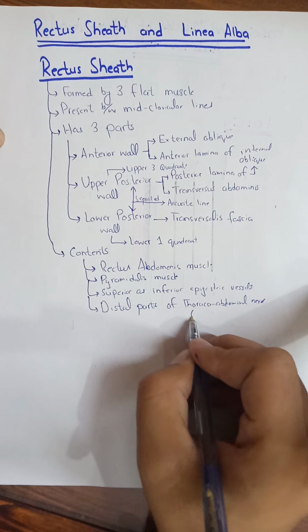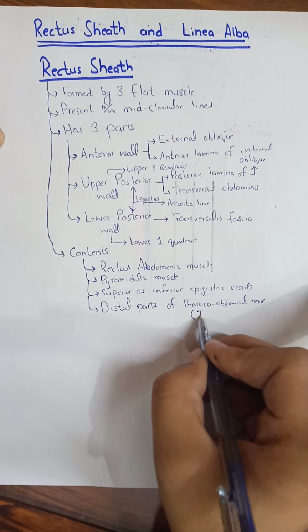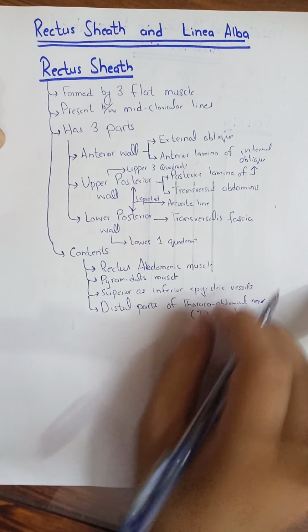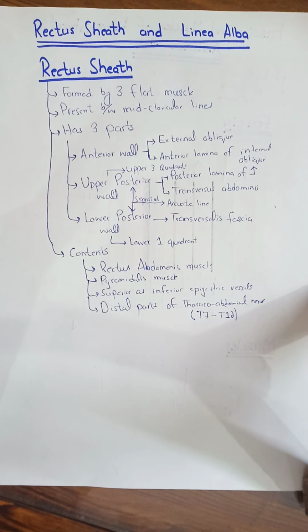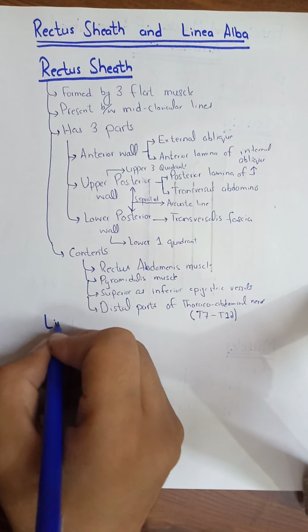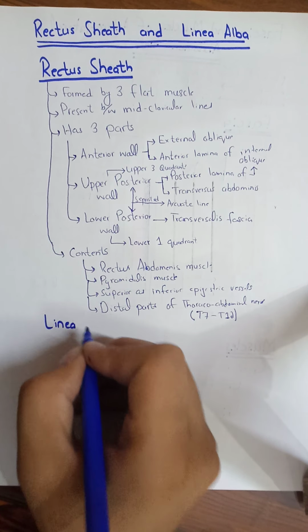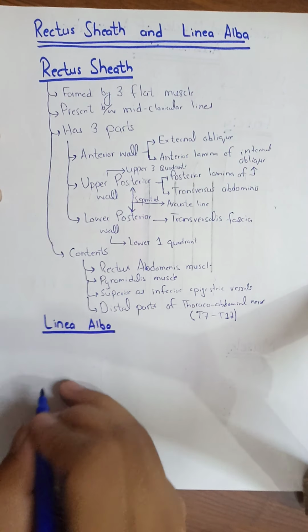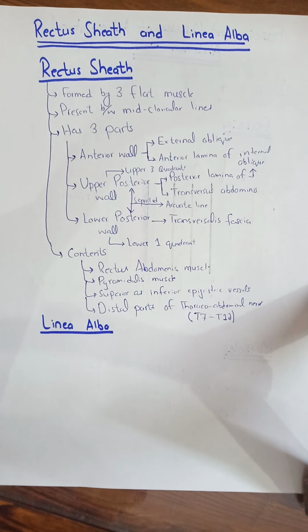These thoracoabdominal nerves are T7 to T12. We will see these in detail in the lecture on nerves. So these are the contents of this rectus sheath. Now we will move to our next topic, the linea alba. In the end, we will see this rectus sheath and linea alba in a diagram also for better understanding. But first we will discuss the linea alba.